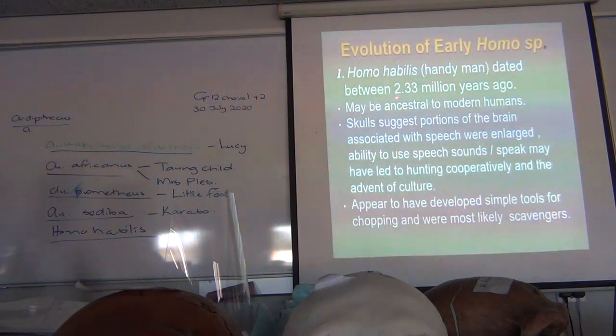Fossils have been found dating to 2.33 million years ago, thought to be ancestral to modern humans, and the skulls show that there are portions of the brain associated with speech that were enlarged, and again, that is done by the brain casting. So they might have had the ability to use speech sounds, not speech. Speech sounds, very different. Humans were the first to have speech. And this could have led to things like hunting cooperatively.